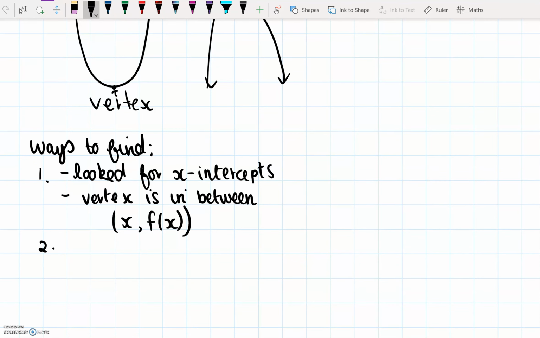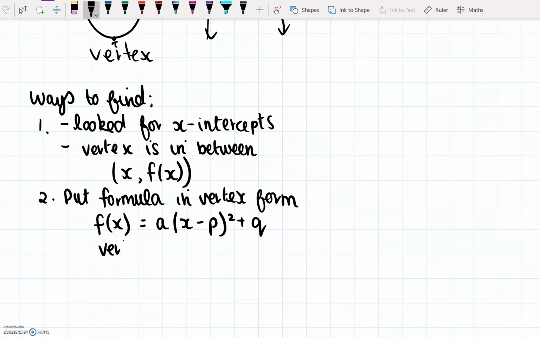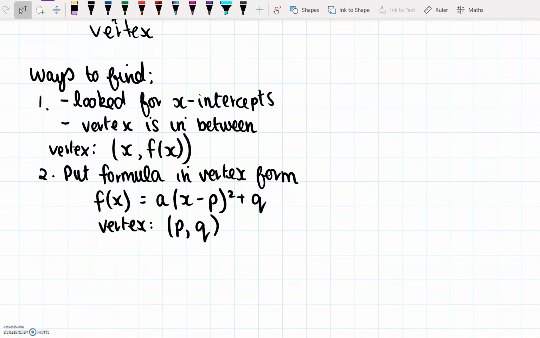Method 2 was to put the formula in vertex form. Okay, and that was the function of x is equal to a(x minus p) squared plus q, where the vertex is equal to, oh, I shouldn't make it equals, is p comma q. Okay, and this was the vertex here. Alright, now these were the two ways you've done it so far.